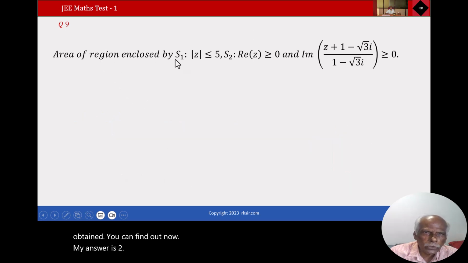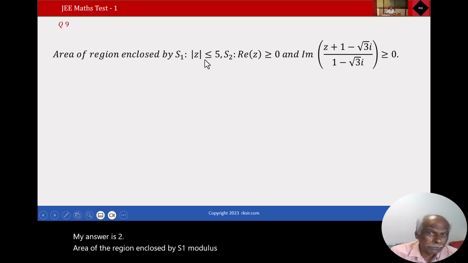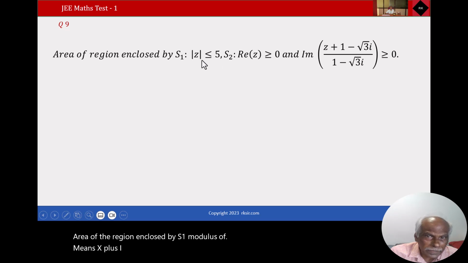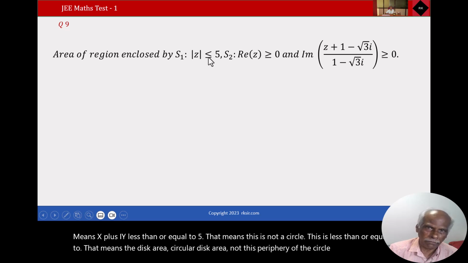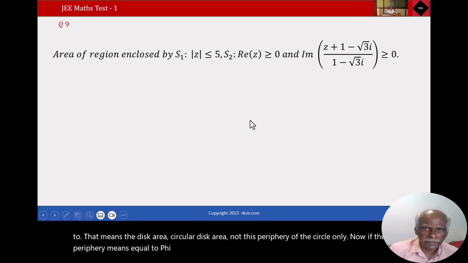Area of the region enclosed by |Z| ≤ 5, where Z means x + iy. That means this is not a circle; less than or equal to means the disk area, the circular disk area, not the periphery of the circle only. If the periphery, it would mean equal to 5; less than or equal to means the entire area inside the circle.